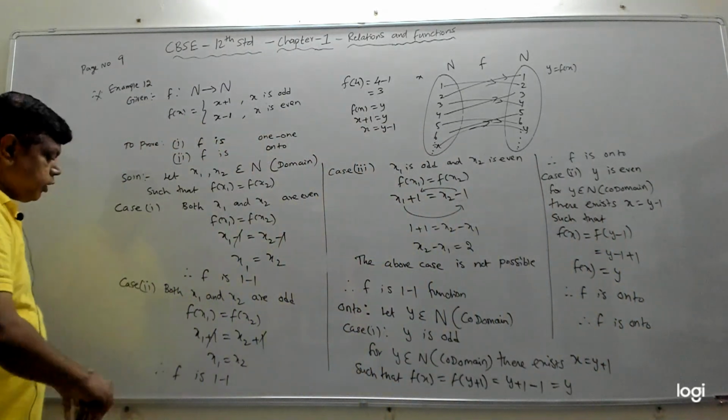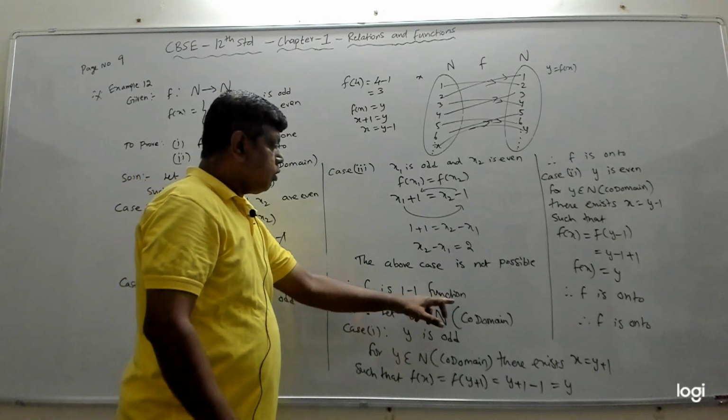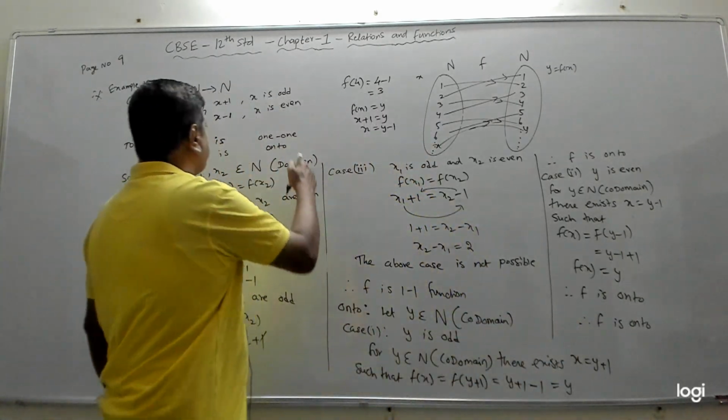So we have proved f is 1 to 1 and also we have proved f is onto. So we have proved both.